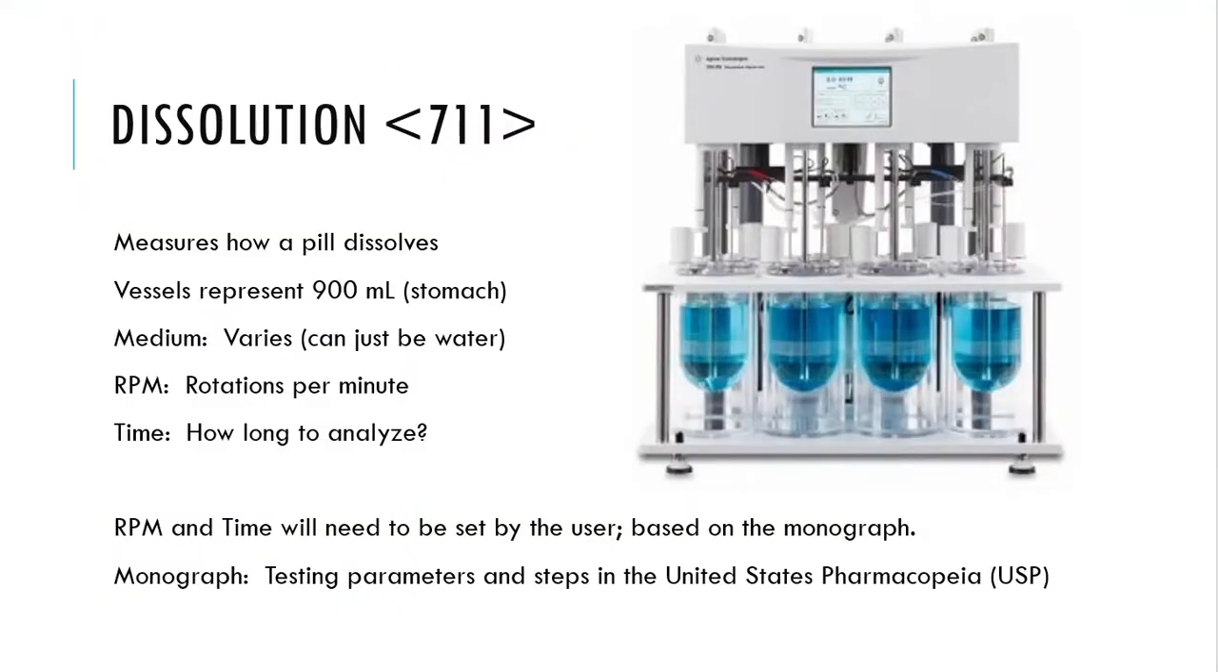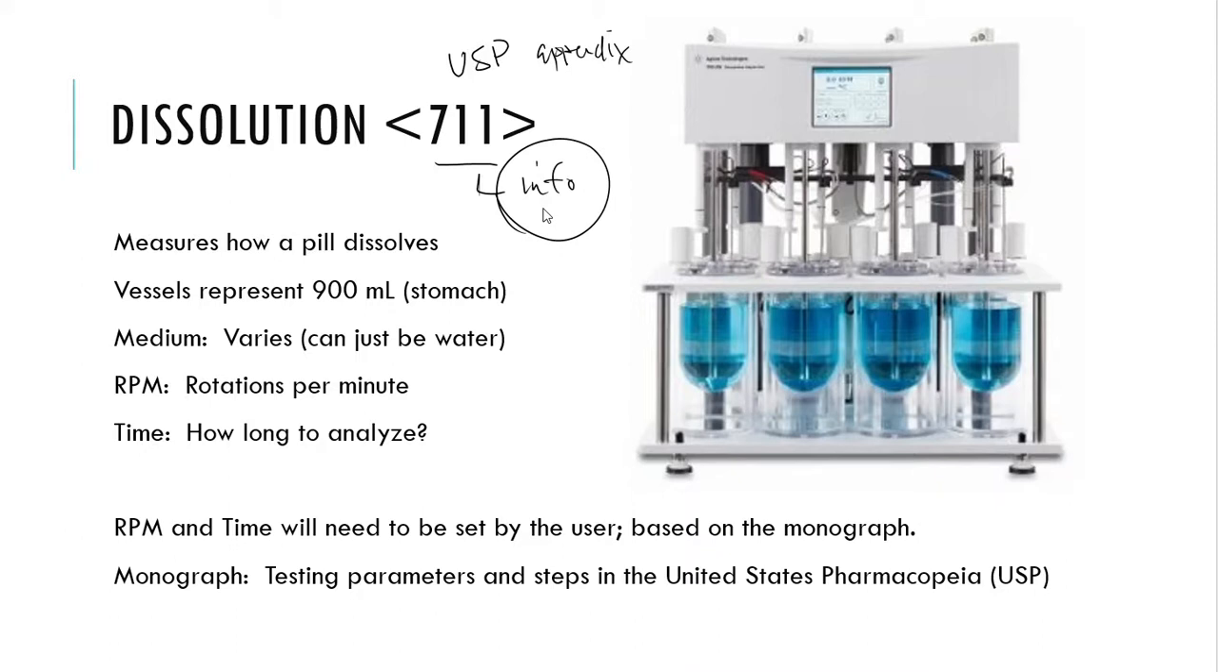Here's the beauty, dissolution: 711. What does 711 stand for? This is in regards to a USP appendix. That appendix is 711, and this basically gives us all of the information that we need in order to do the dissolution test. So 711, Dissolution, USP, Appendix. It gives me the information about the machine, but it doesn't tell me how to operate the machine. No, it doesn't tell you how to operate the machine.